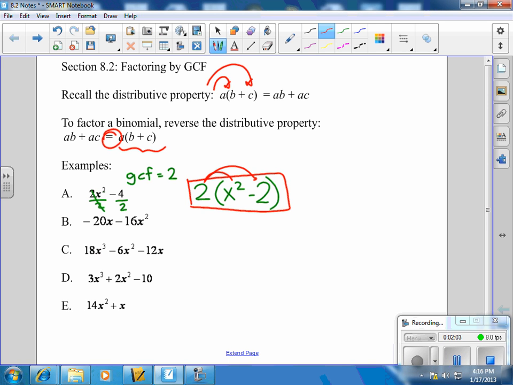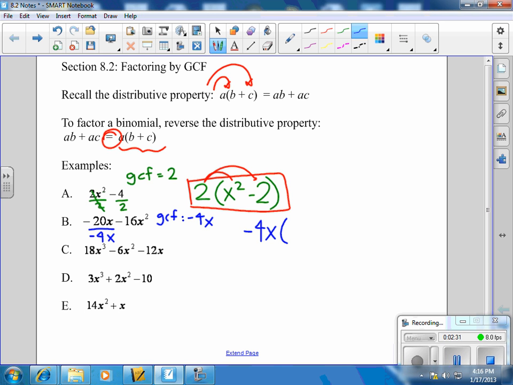Let's try B. First, you've got to figure out what the GCF is. So in this case, I noticed they both have a negative. That's something I want to take out. So negative something. They both have a 4 in common. And then the other thing that they have in common is they both have at least one x. So that's what I'm going to take out, negative 4x. So once I pull out negative 4x, see what we have left.